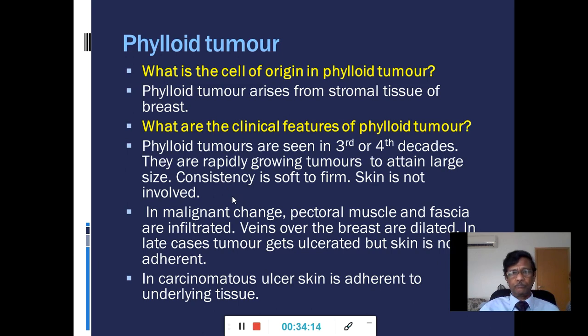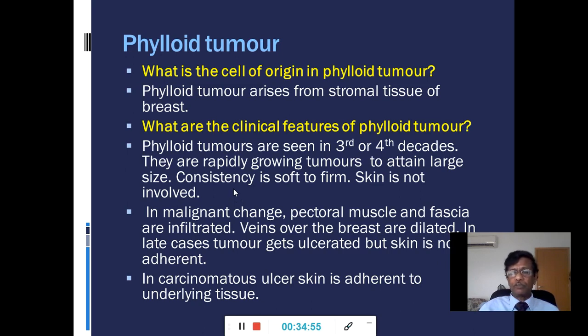Rapidly growing giant fibroadenoma. Yes, it presents like a rapidly growing giant fibroadenoma in a young patient. It is usually seen in the third or fourth decade, because fibroadenomas are normally seen in young girls, usually in teenage girls or in the 20s. But this phyllodes tumor is observed mainly in the third or fourth decade of the patient, and it is a rapidly growing tumor. To attain a large size, it will not remain stable. And consistency also will be variable.